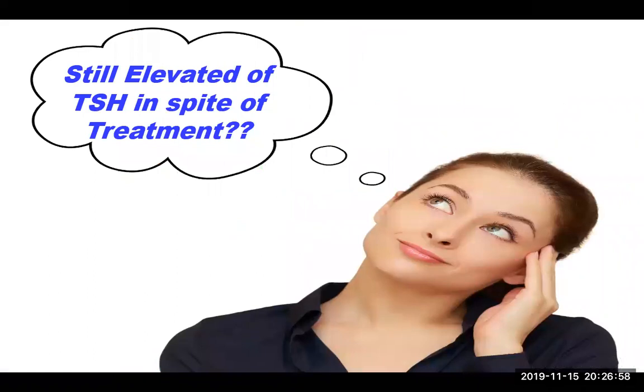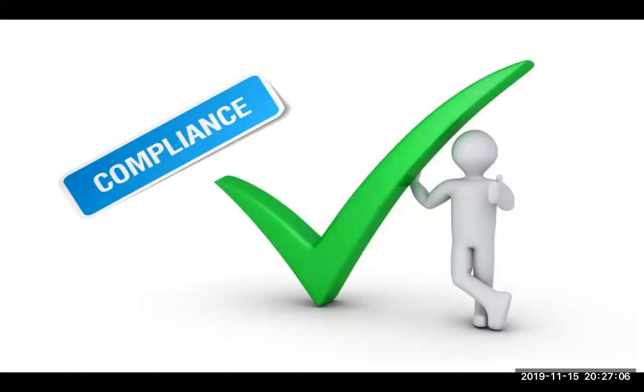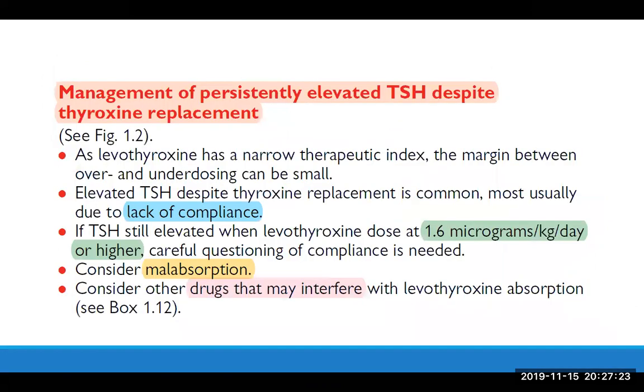We still have elevated TSH in spite of treatment with a full replacement dose, which is a weight-based dose. Think about compliance. In any patient who receives a large dose of levothyroxine and still has an elevated TSH, compliance is number 1, and number 2, and number 10. After that, we must suspect malabsorption and so on.